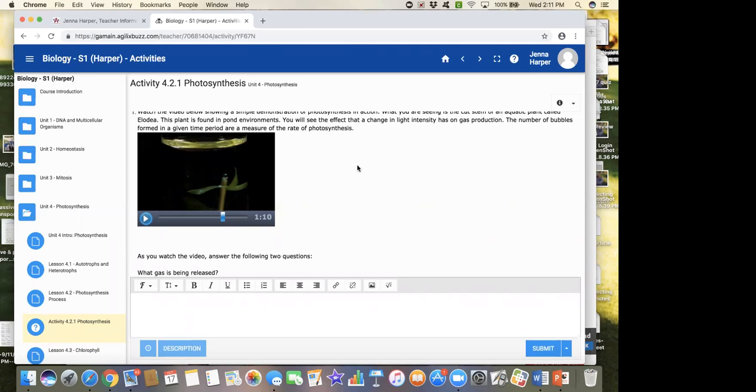Does anybody know or want to say what they think it is? Which gas is being released from this Elodea plant during this process? Either carbon dioxide or water? Carbon dioxide. Okay, now, what makes you think that it's carbon dioxide? Anybody want to answer that?